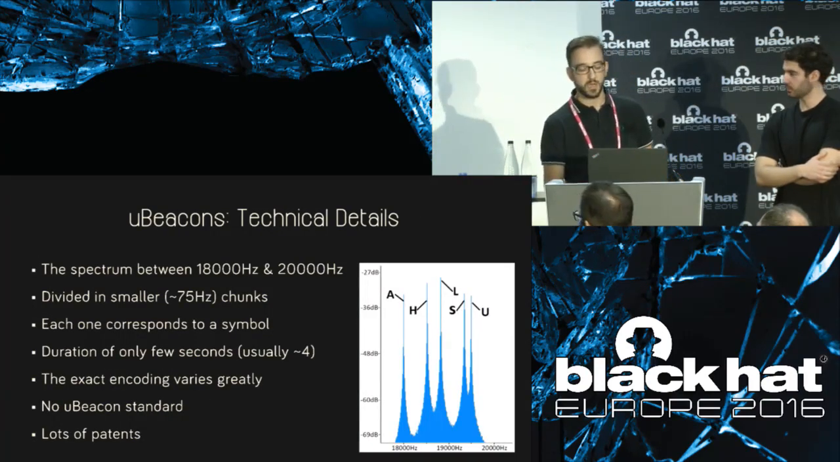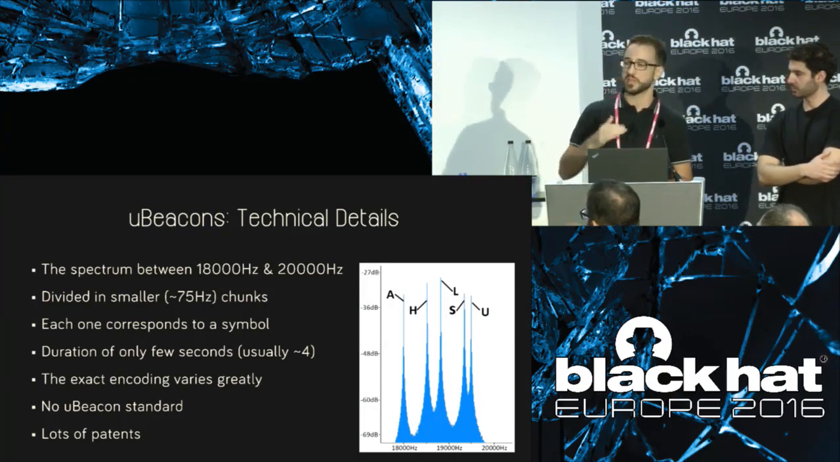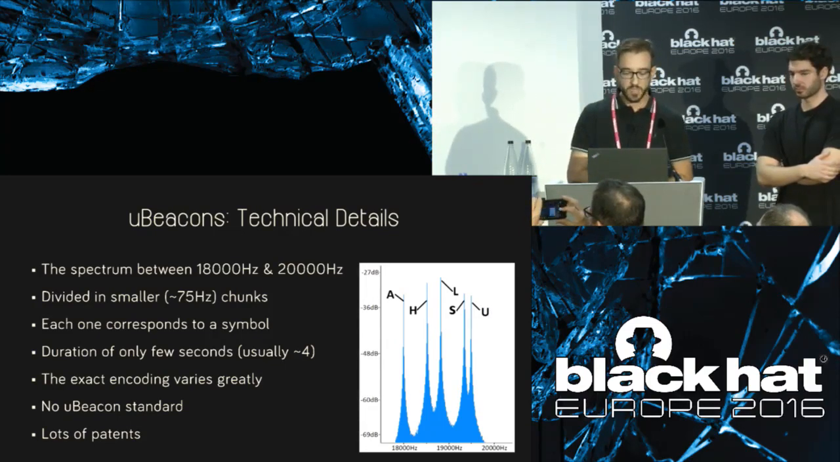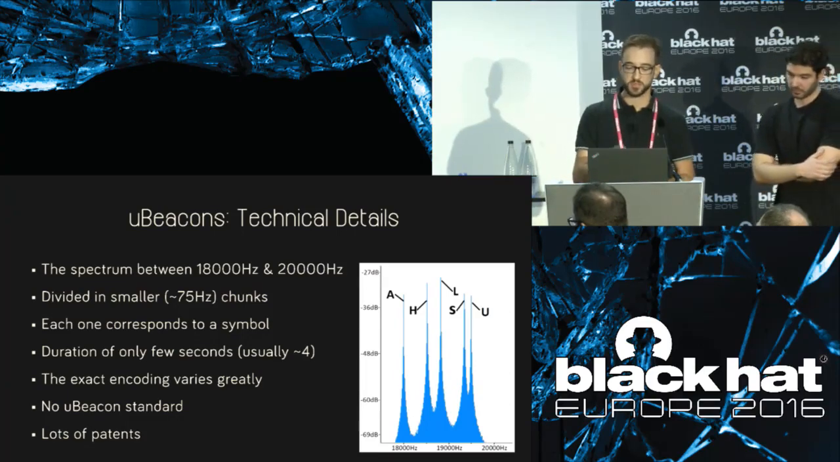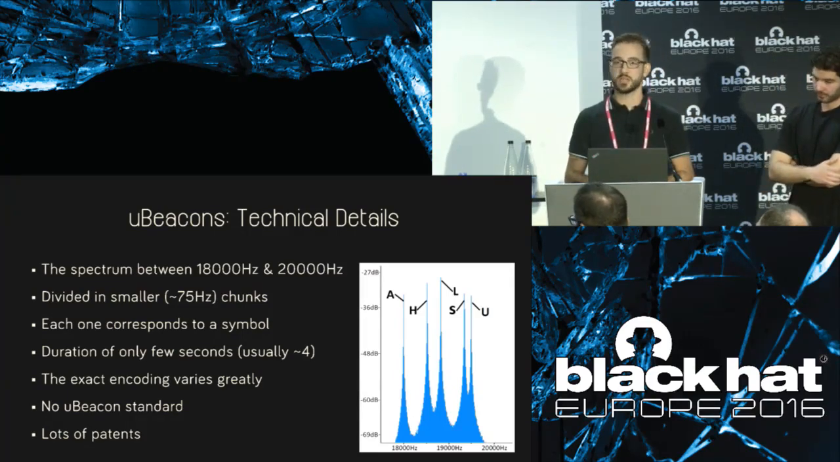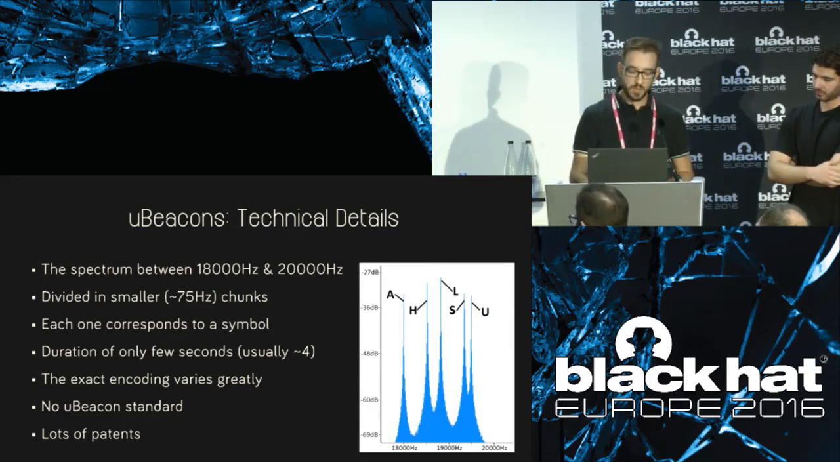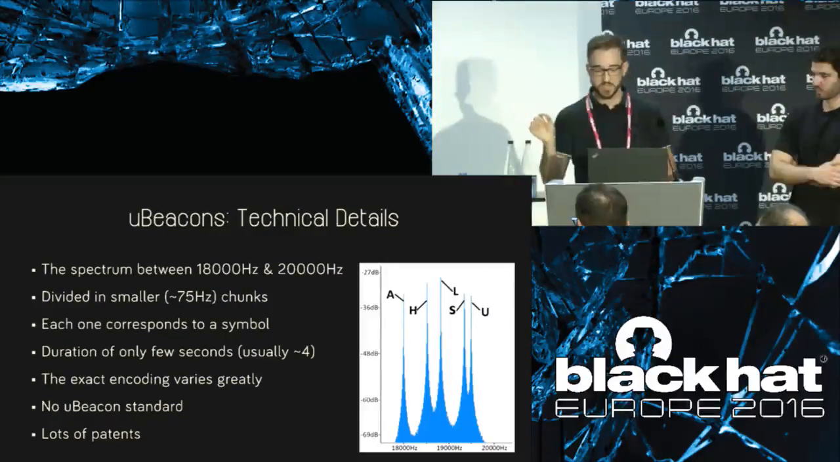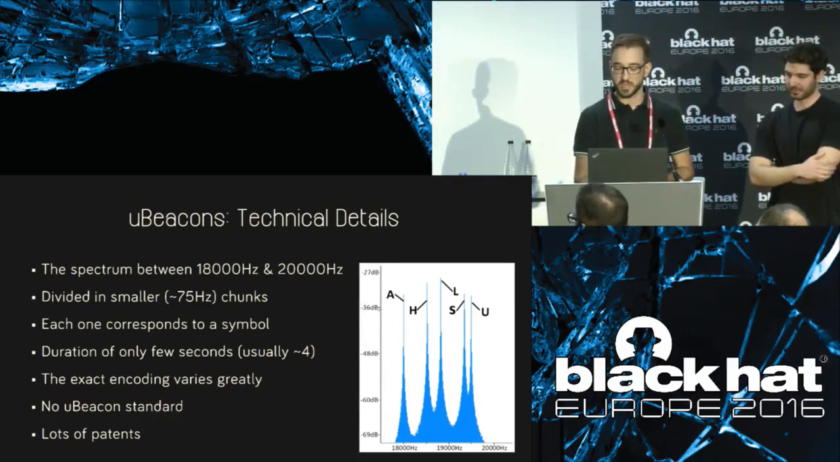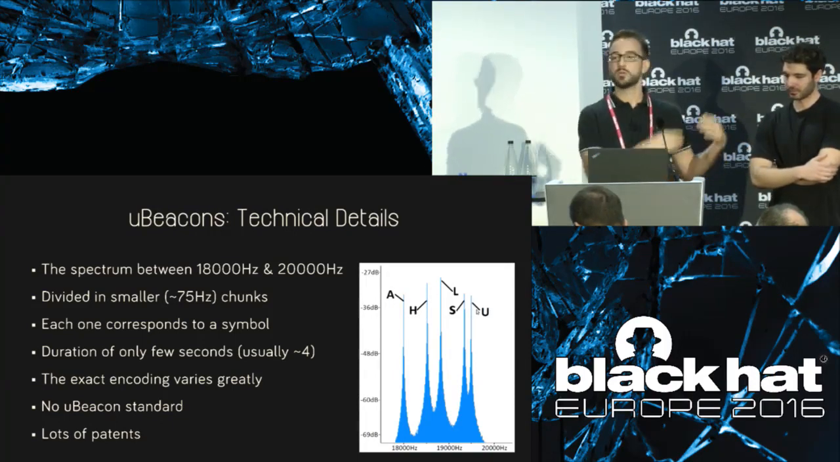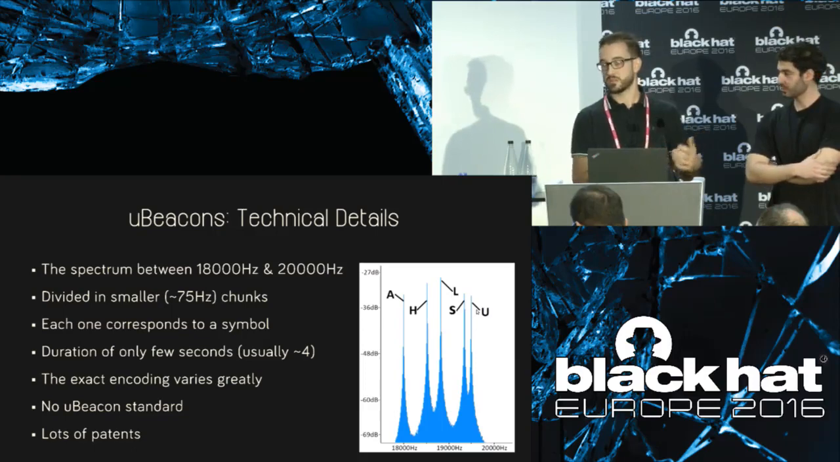More technically, they work in the spectrum above 18 kilohertz. And in the spectrum from 18 to 20 kilohertz, if you do some math and split it into 75 hertz chunks, it makes enough space for the whole 27 symbols of the alphabet. So you can encode the whole alphabet by choosing the right frequency. And by emitting these peaks, these frequencies, you can essentially send a message. And in this case, we are sending the A-H-L-S-U message, which means, I don't know, a certain advertisement campaign.